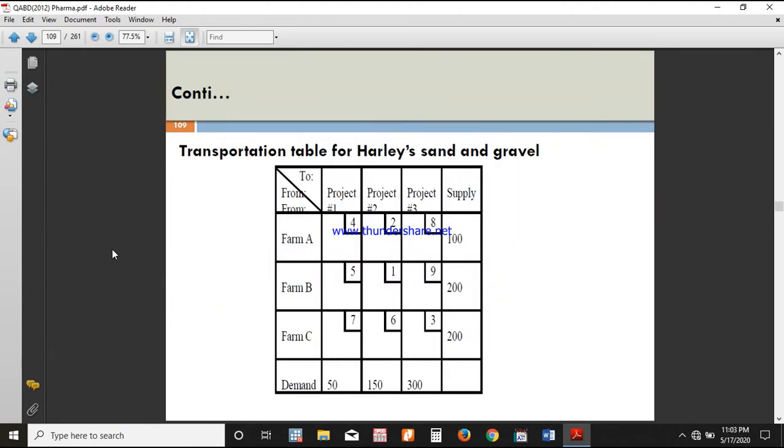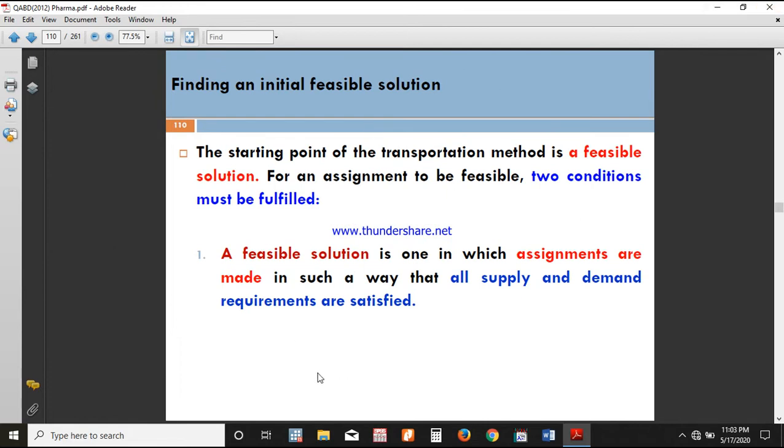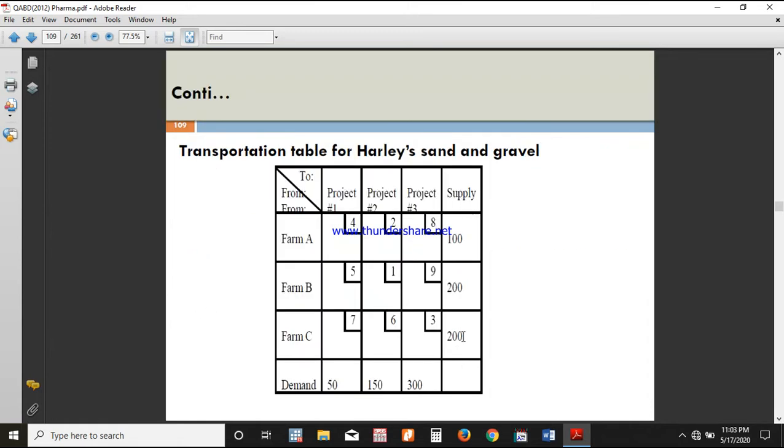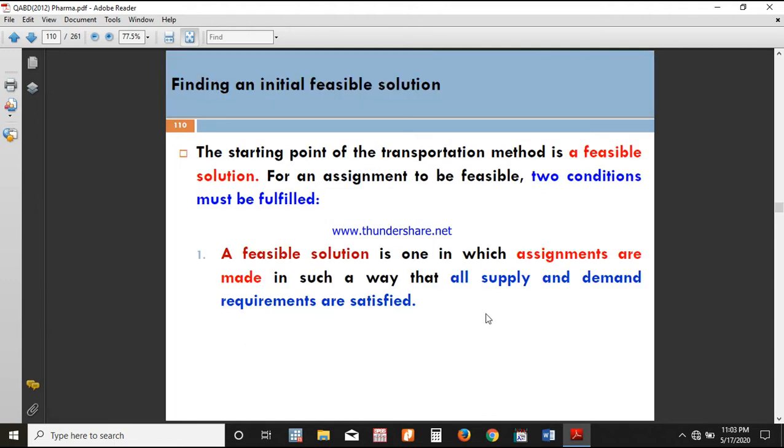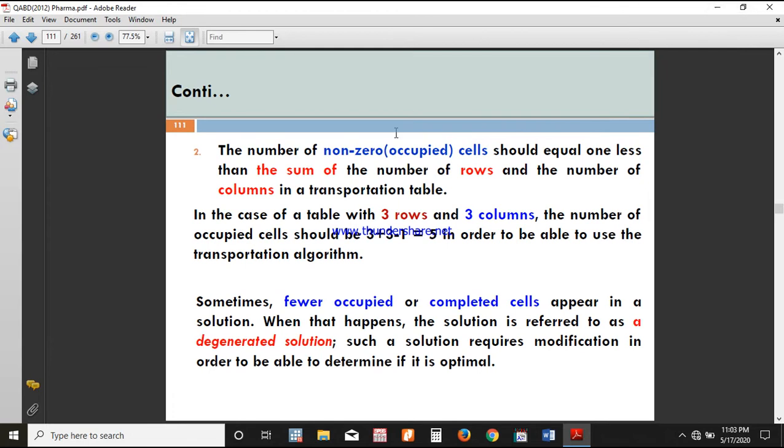The next step is finding an initial feasible solution, that is, to find the total cost incurred by this model. There are 2 conditions that should be fulfilled. The first one is that a feasible solution is one in which assignments are made in such a way that all supply and demand requirements are satisfied. Here you can see the supply is 500, and when we sum the demand it is also 500. Therefore, all supply and demand requirements are satisfied.